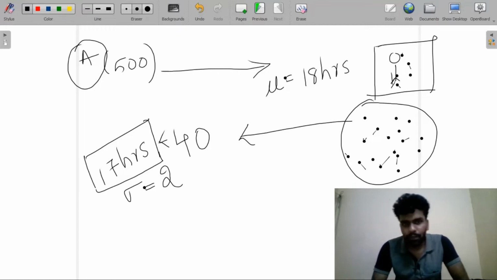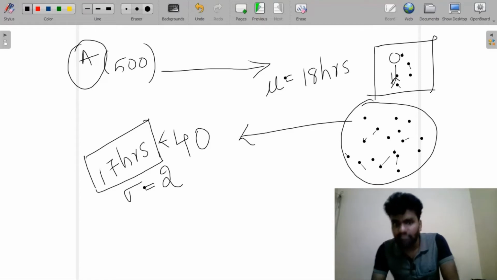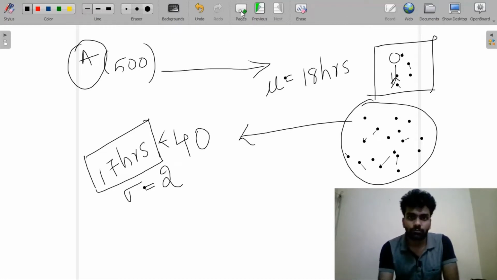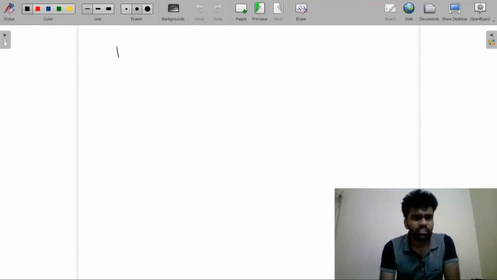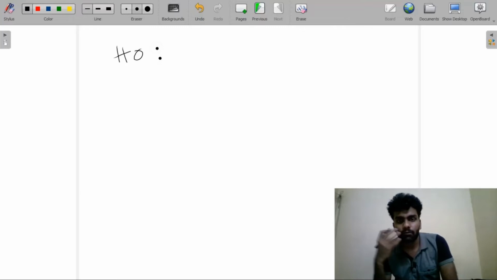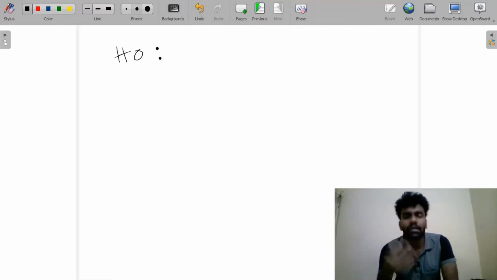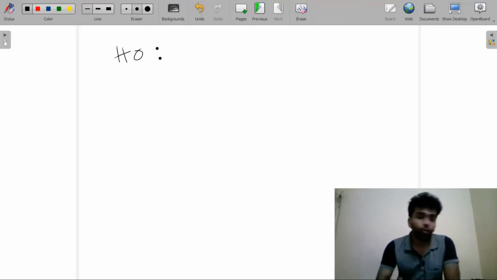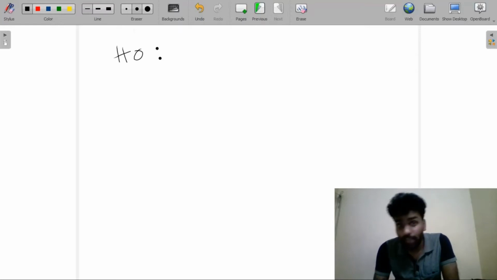Now to perform the Z test, the first step is to assume the null hypothesis and the alternate hypothesis. So I defined the null hypothesis and alternate hypothesis. What should we assume in the null hypothesis? Everything is equal, there is no difference. We usually assume these kinds of statements in the null hypothesis.